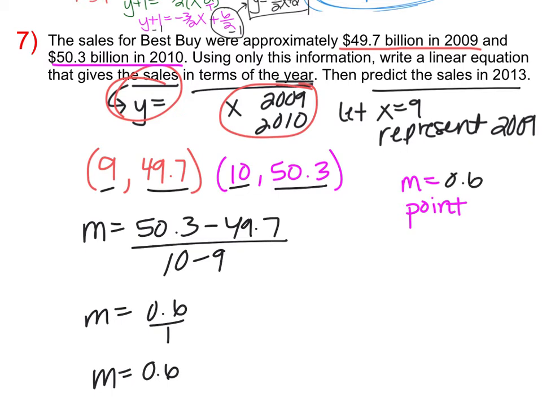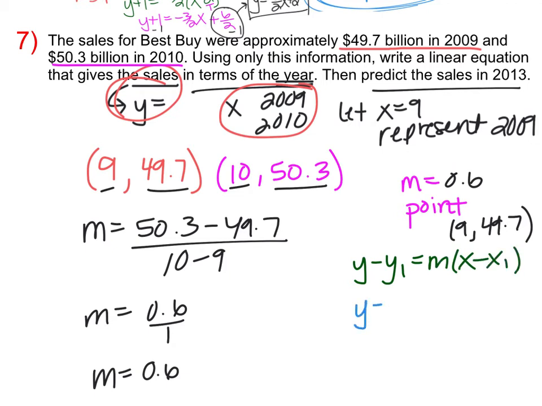So there's the slope we want to use, and then we can use any of the points to substitute into point slope form. I'm just going to use the first one. Either way, we should get the same answer. So then if we use our point slope form, that y minus y1 equals m times x minus x1, then we would end up with y minus our y value, 49.7, equals our slope, 0.6, and then x minus x1, which was 9. And we want to solve for y.